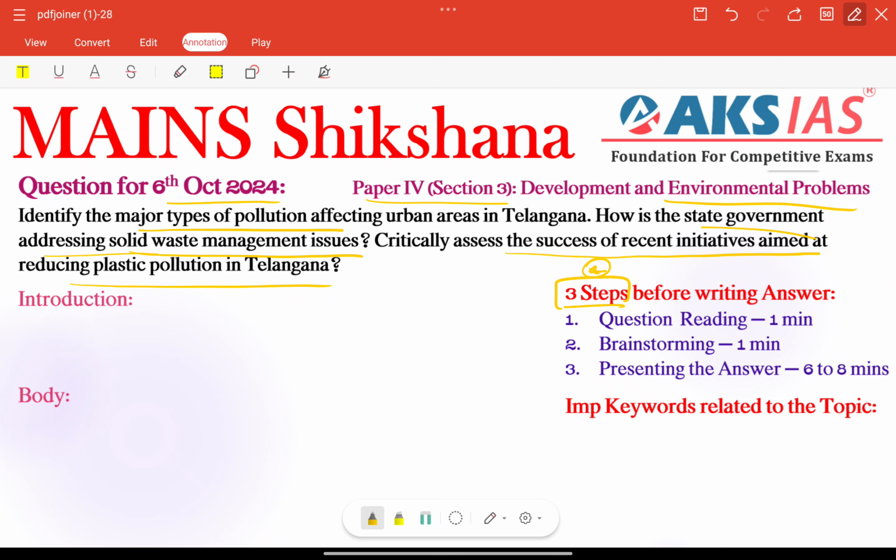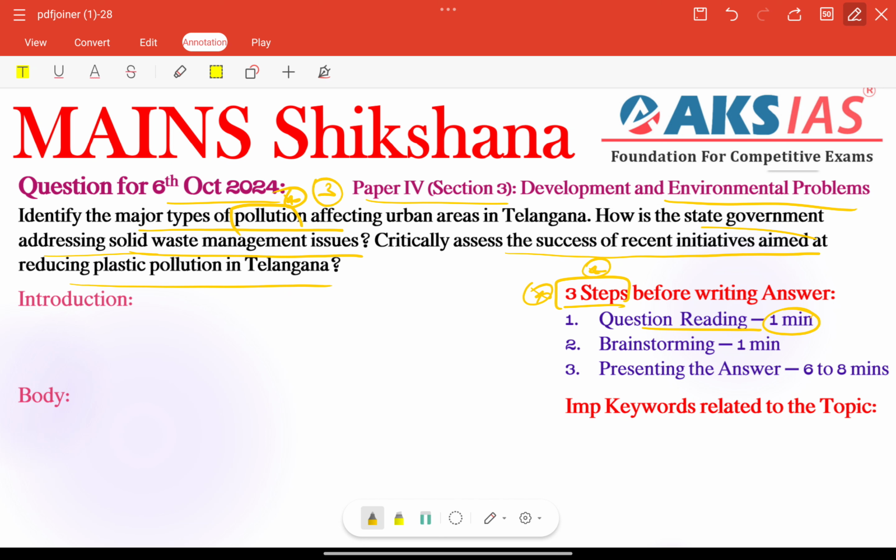First important thing is a 3-step strategy. Very important to get good marks in the particular mains answer writing, right? So question reading is the first important thing. Within 1 minute we need to identify different question tags and keywords here. What is the topic? Pollution is a very important topic in these days of climate change and environmental degradation, right?